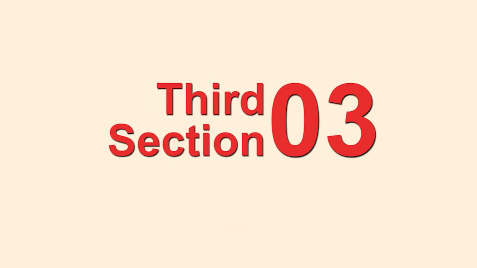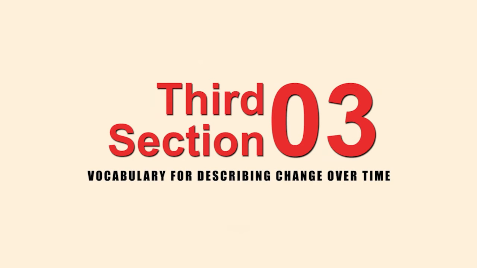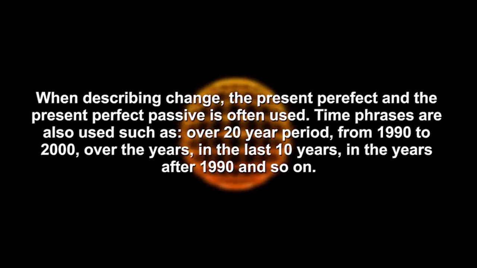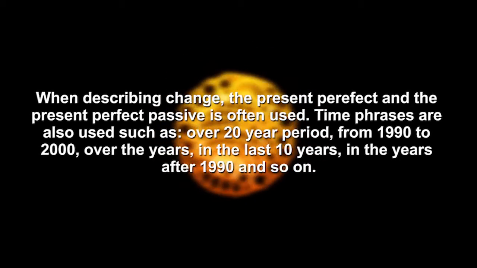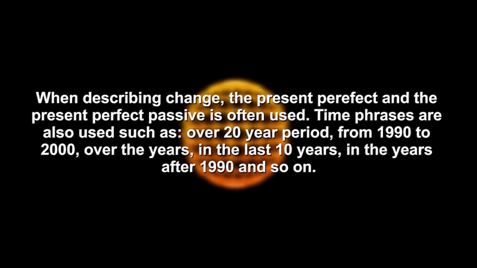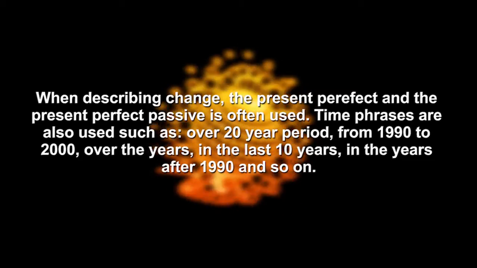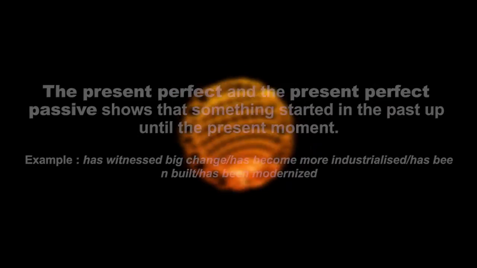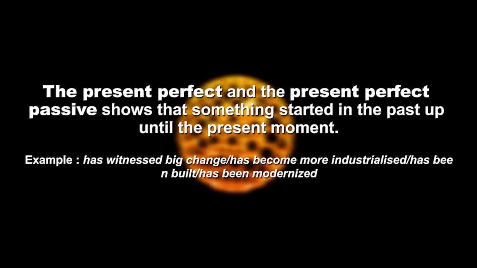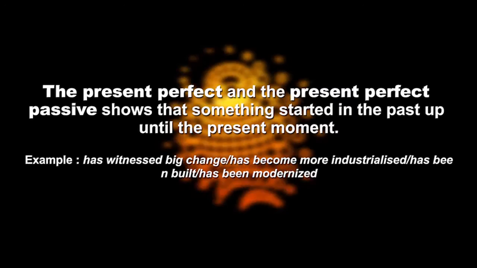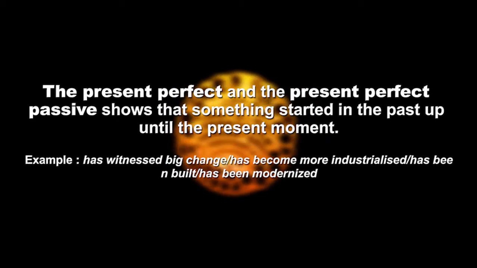Third section. In this section, I will tell you about vocabulary for describing change over time. When describing change, the present perfect and the present perfect passive are often used. Time phrases are also used, such as over 20 years. The present perfect and the present perfect passive show that something started in the past and continues up until the present moment.